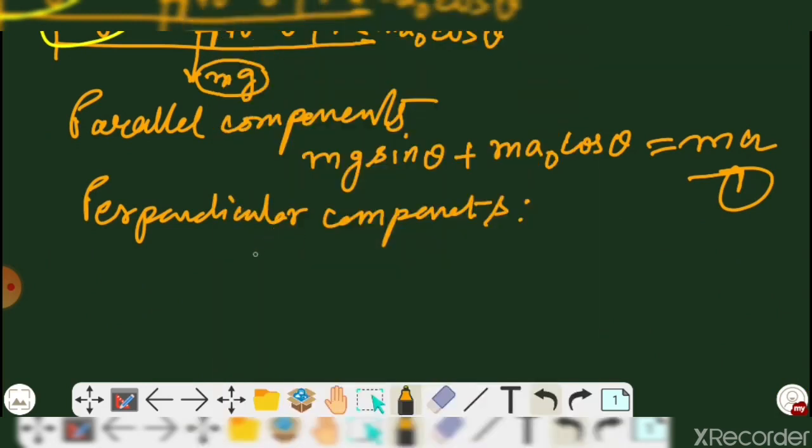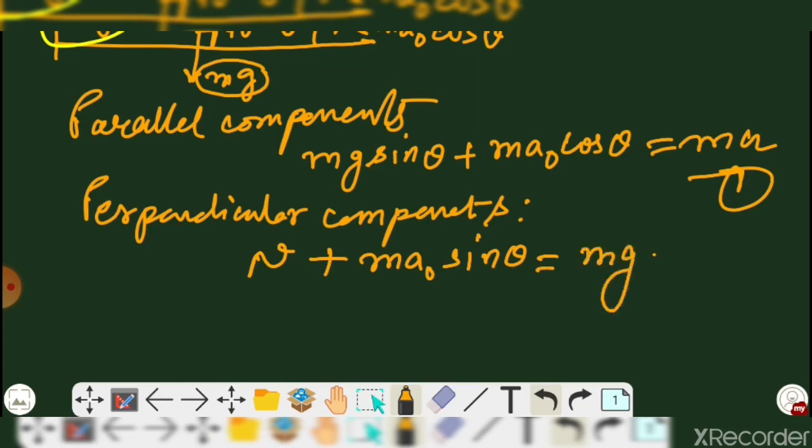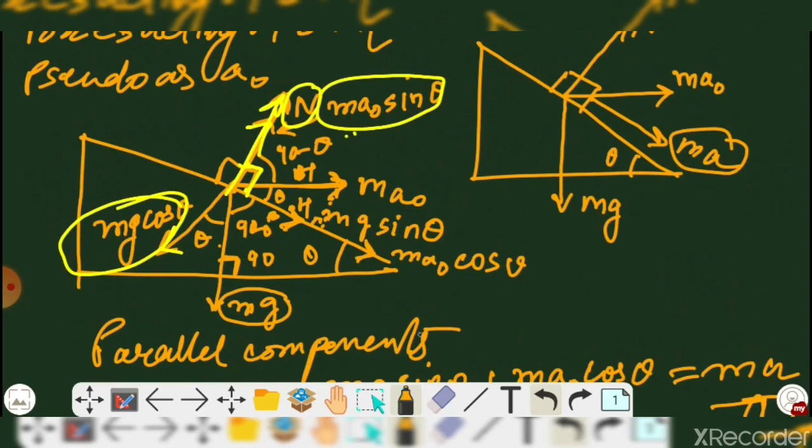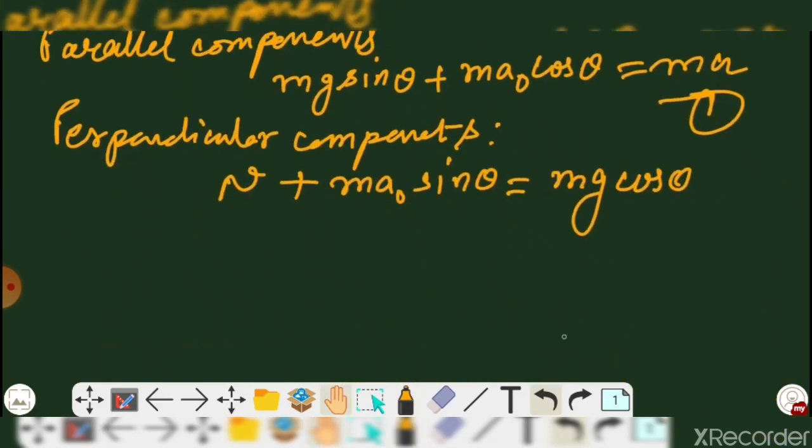So you will write N plus ma0 sin theta is equal to mg cos theta. Once more, I will show the same diagram here: ma0 sin theta, and here it is N. And the N is balanced by mg cos theta. That is what we are writing here for the perpendicular case. That is the second equation.